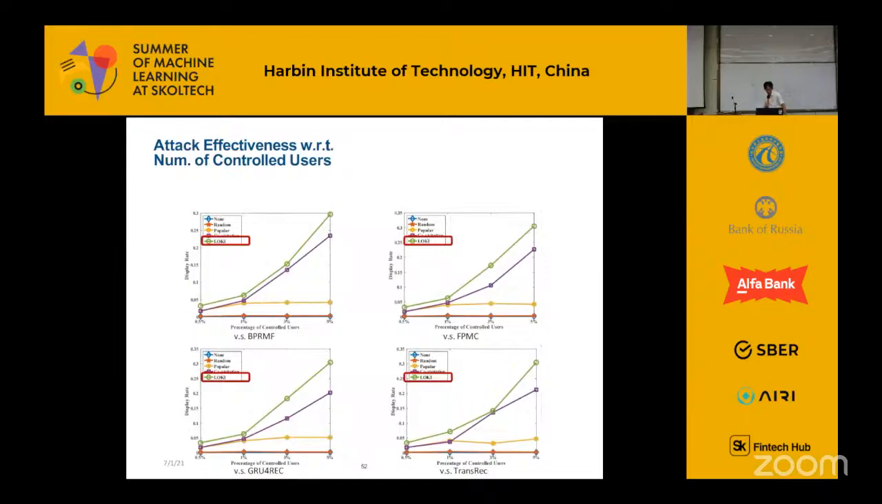This one is the attack effectiveness with respect to the number of controlled users. We can see that if only about 1 to 3% of the users are controlled, we can launch a very successful attack and bring up the selling revenue of very specific items.